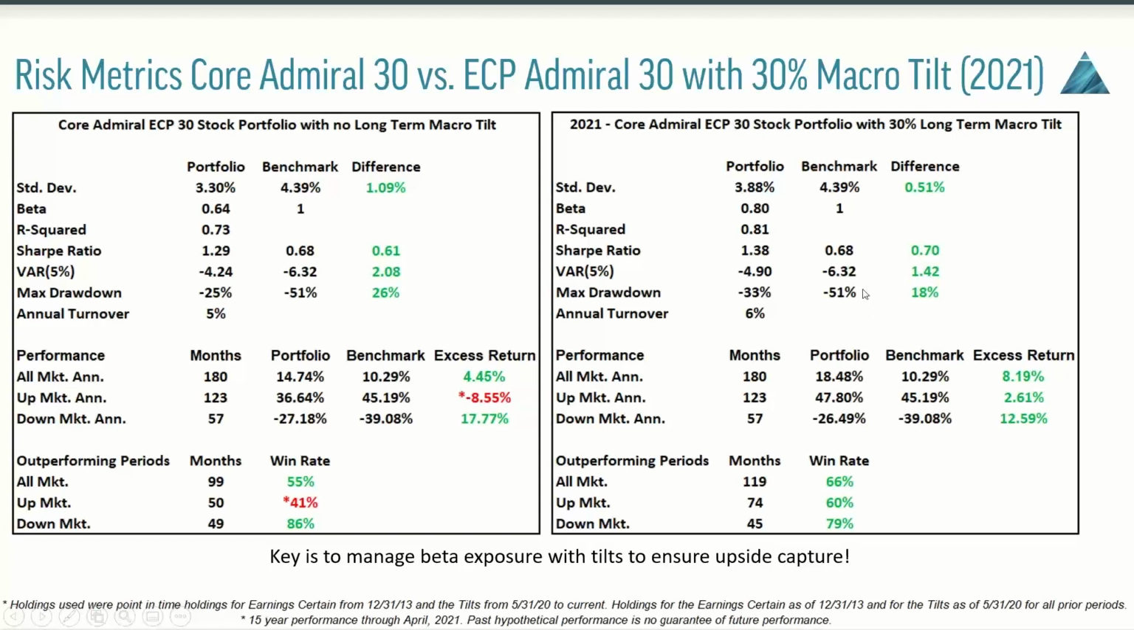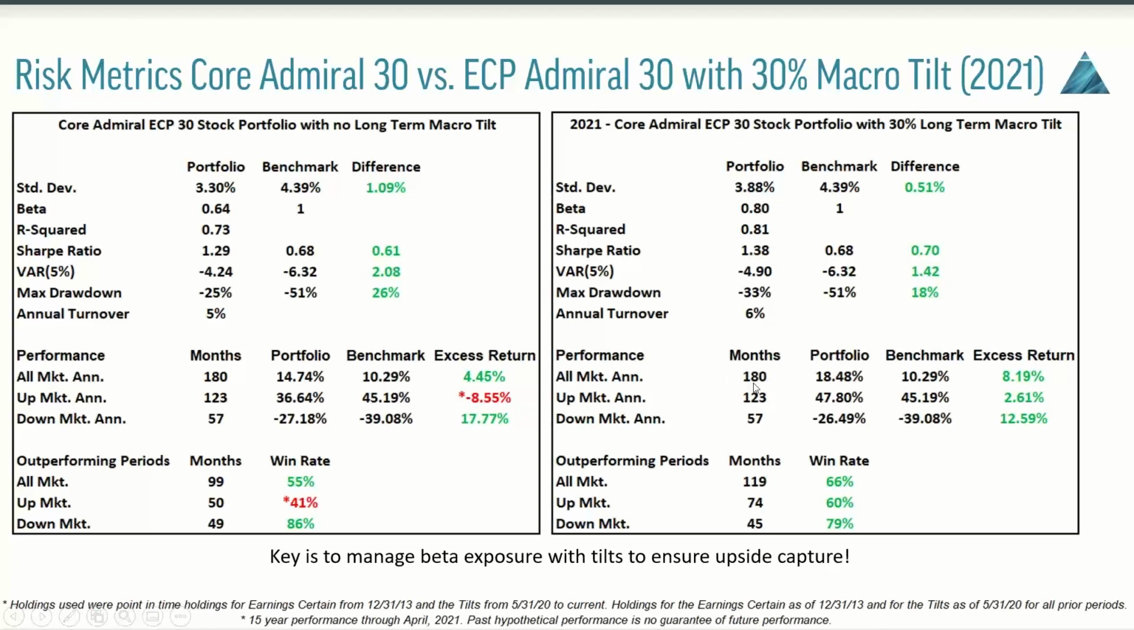When we do that, you'll see a stark difference here. So we actually get the beta up to about 0.8. Sharpe ratio goes up even higher. Now we're at 1.38. Value at risk bumps up just a little bit. Max drawdown increases just a little bit more. We're at 33% versus 51% for the benchmark. And you can see what happens to the performance, right?